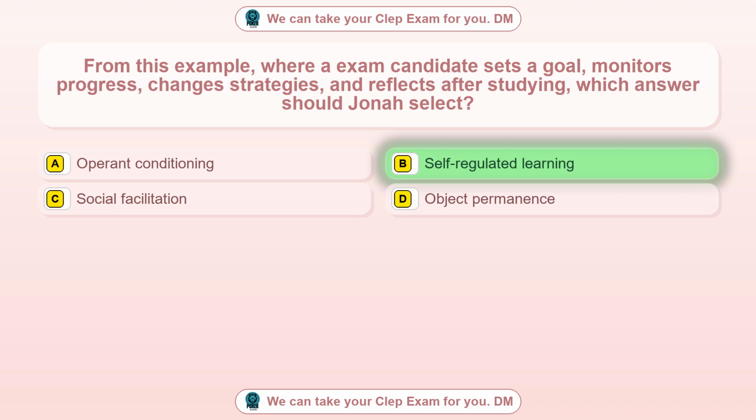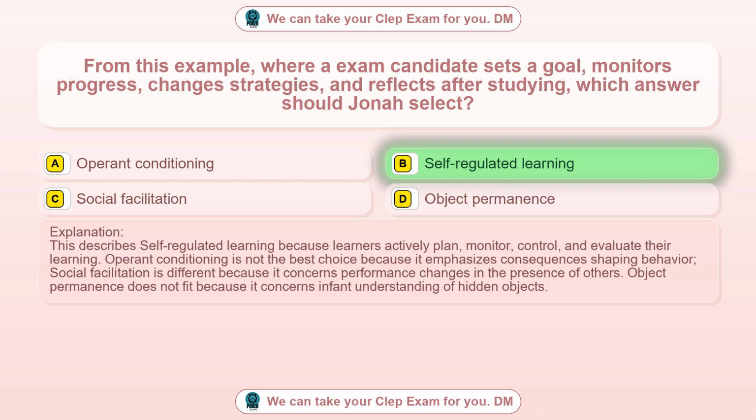The correct answer is option B. Self-regulated learning. This describes self-regulated learning because learners actively plan, monitor, control, and evaluate their learning. Operant conditioning is not the best choice because it emphasizes consequences shaping behavior. Social facilitation is different because it concerns performance changes in the presence of others. Object permanence does not fit because it concerns infant understanding of hidden objects.